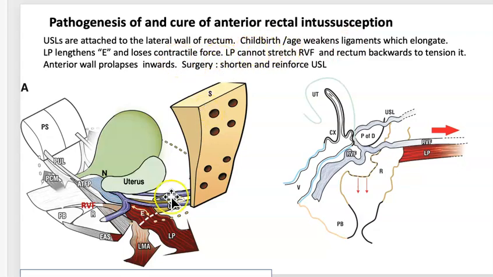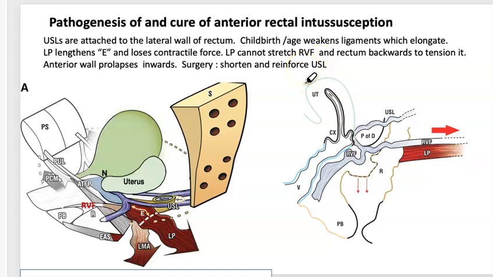Now, because the levator plate has lengthened, it loses contractile force. It cannot stretch. It cannot pull the rectum backwards. Remember I showed you that the levator plate is attached to the back wall of the rectum. It can't pull it backwards to tension it. And the anterior rectal wall prolapses inwards. And in surgery, you shorten and reinforce the uterosacral ligaments.